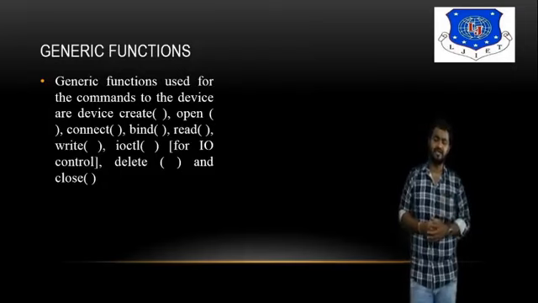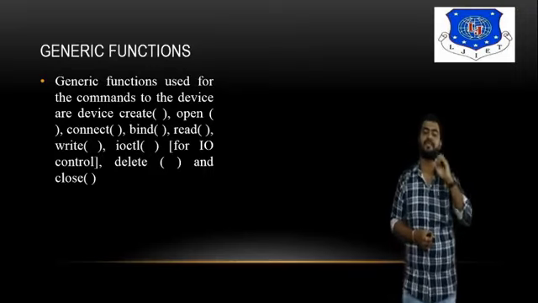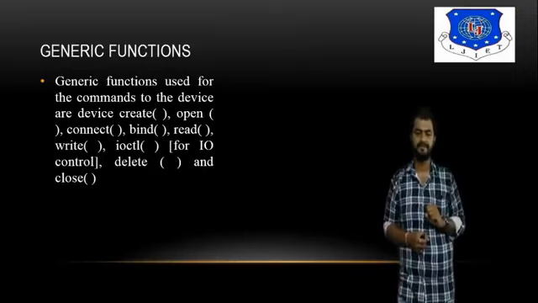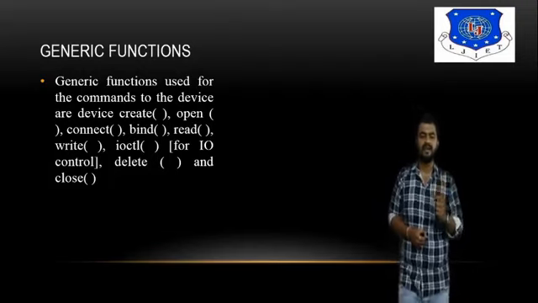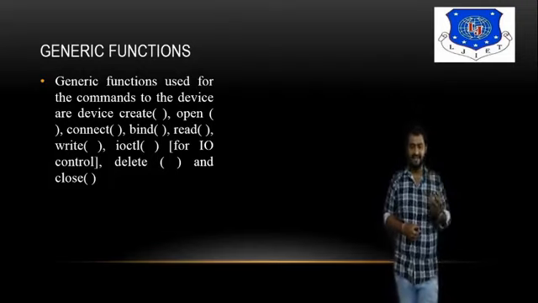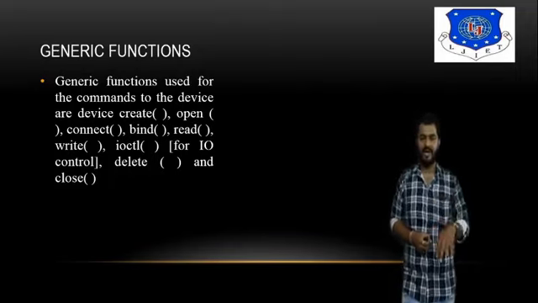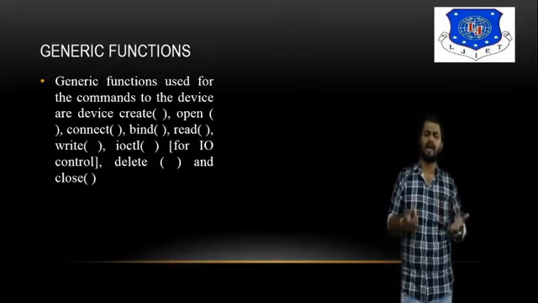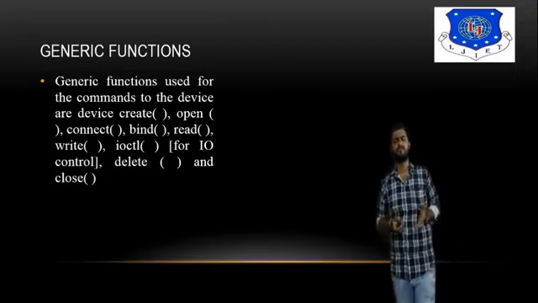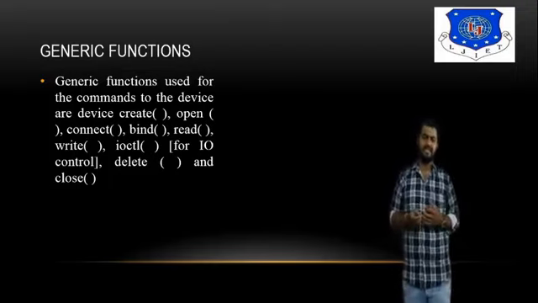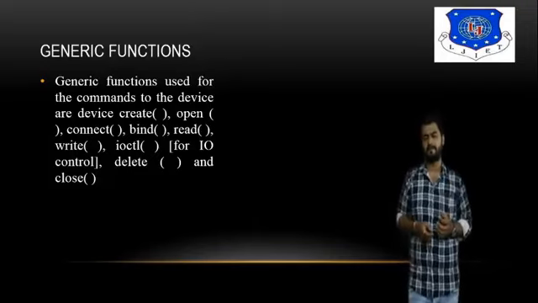Generic function. What is generic function? The first question arises in our mind because in the previous slide you also saw the generic codes, meaning the software sends different types of generic code to the embedded devices. Now the generic functions used for commands to the device are device create, open, connect, bind, read, write, and different types of IO modes. Here we are considering only a few modes, but you have a different number of IO modes: open, close, delete. So there are different types of functions, and with the help of these generic functions, we directly call the hardware property.